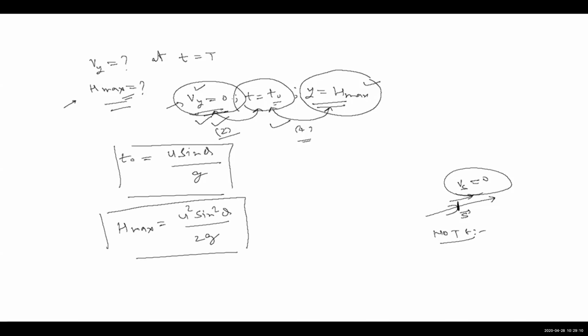So first you get this T naught, which is exactly half of the time of flight. This point you should note down. And after getting this time, you will use equation 4. You put this value of time and you will get the h max, the value of which will be u square sin square theta upon 2g.